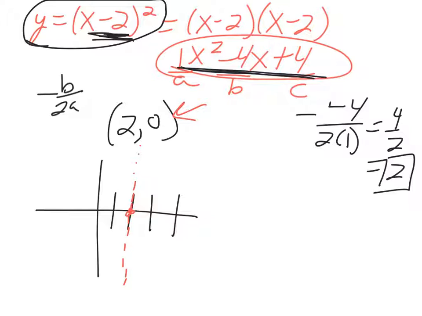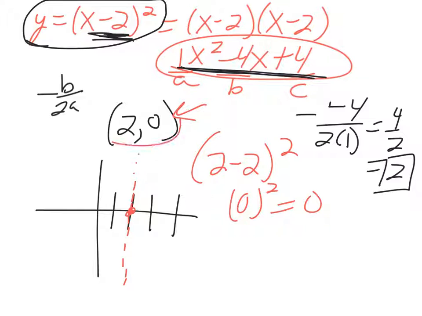I'm going a little bit fast to get through this here so we can get to circles. If I would put that into my equation, 2 minus 2 squared, 2 minus 2 is 0, 0 squared is going to be 0, and that's how I got that point there. So that's what that one is there. So I was already looking ahead, but that's what that is there.